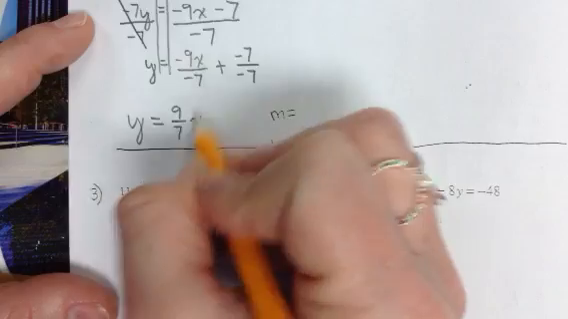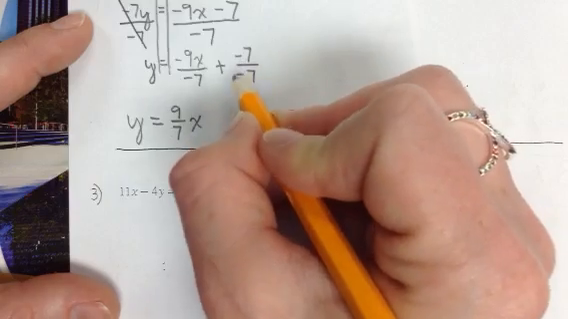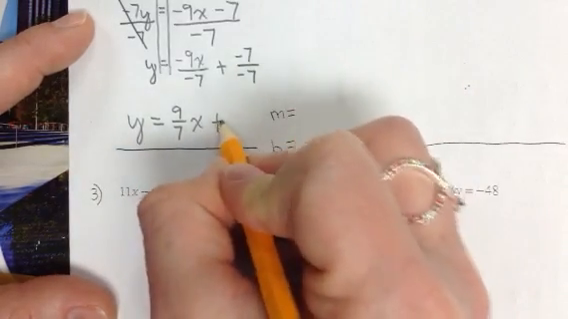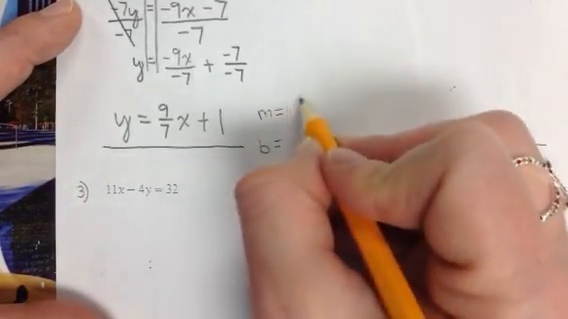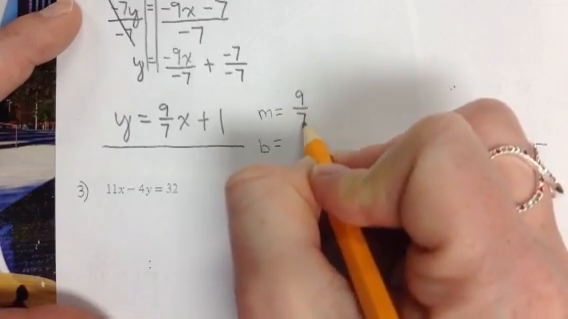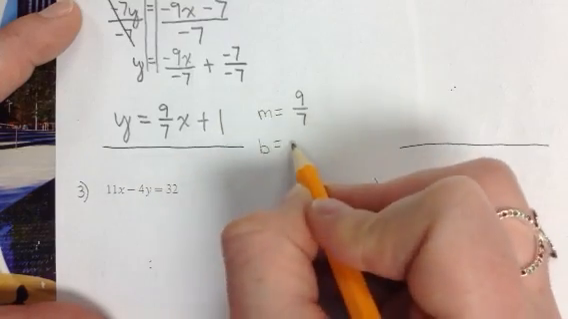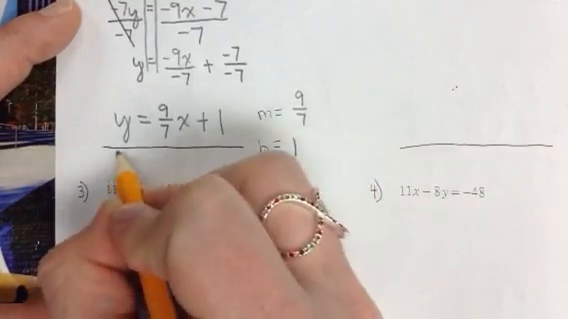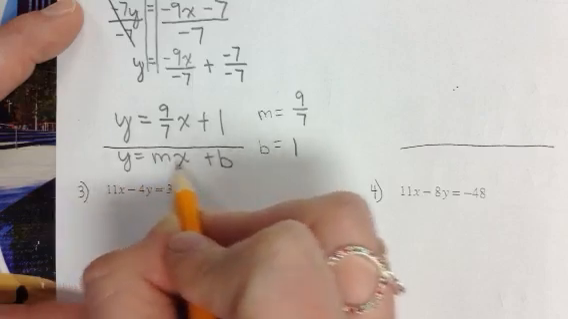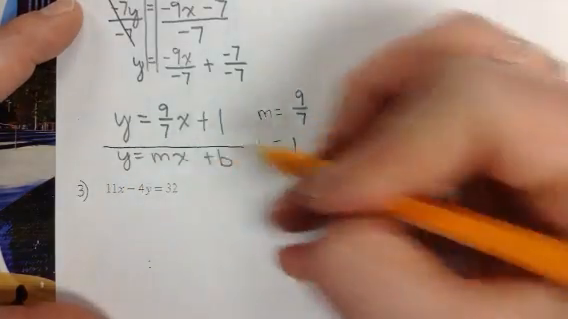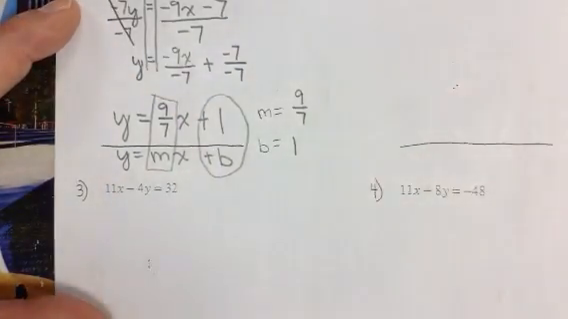So now I can see my slope, that number in front of the x. Back here I've got negative 7 divided by negative 7. That reduces to just 1. So I'm going to answer that my m, or my slope, is 9/7, and that my b, or my y-intercept, is that number at the back right here, which is 1. So this was in the form y equals mx plus b. If I write that original equation right by the one that I rearranged, it makes it easy to see your slope and easy to see your y-intercept.